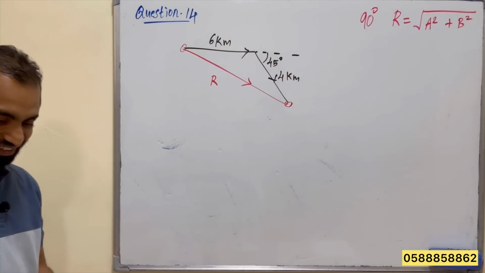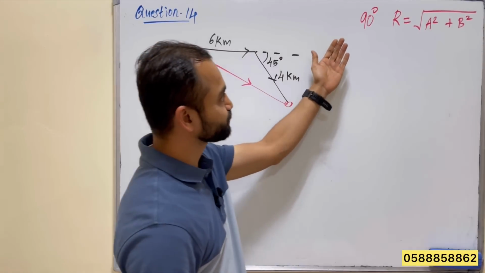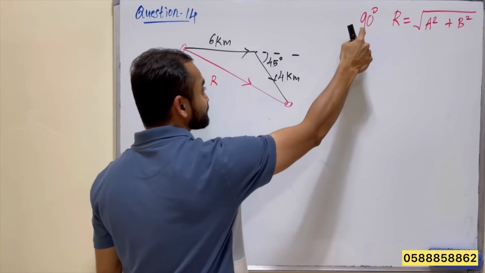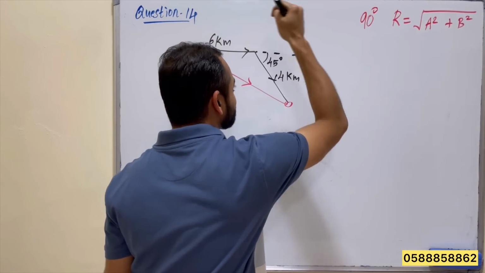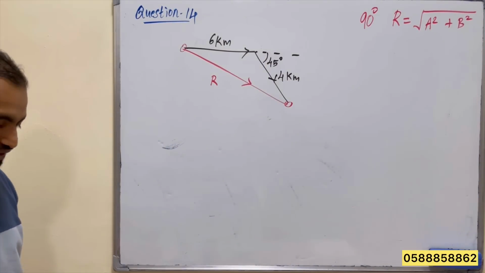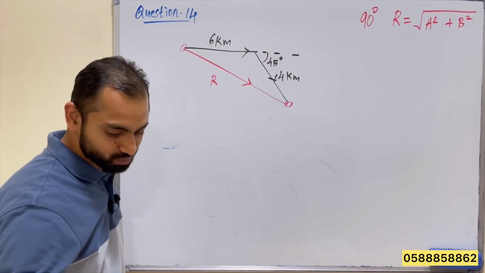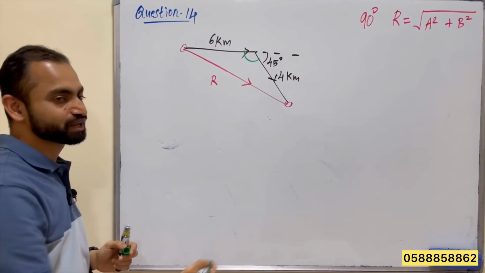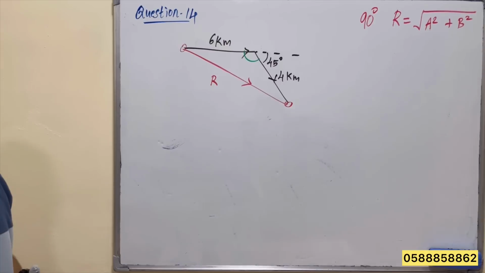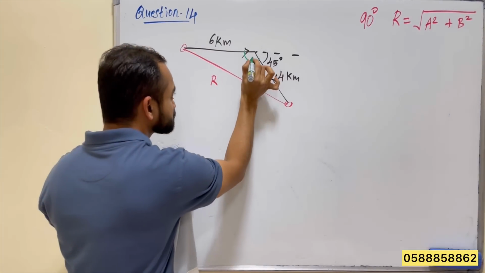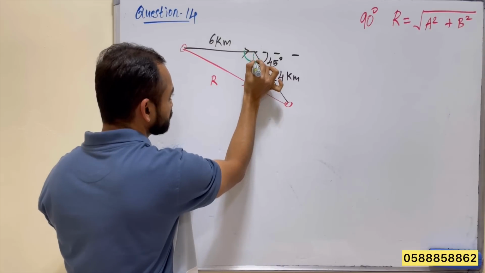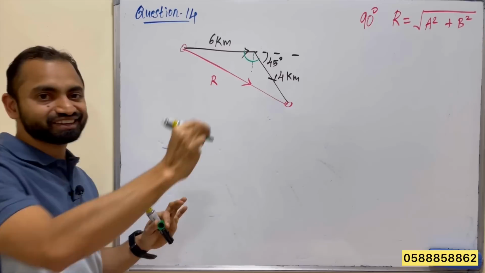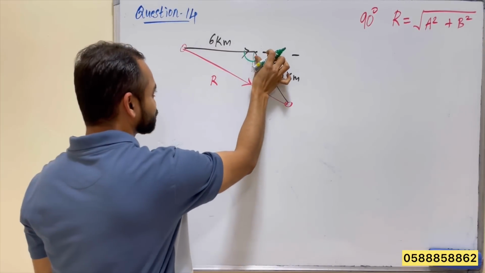How to calculate? You cannot calculate using this equation, R is equal to square root of a square plus b square. That you cannot use. Why? Because you can use this equation if the angle between them is 90 degree. So here the angle between these two displacements is not 90 degree. It is more than 90, right? If it is up to here, this is 90. If this is 45, this total will be 90 plus 45. How much?